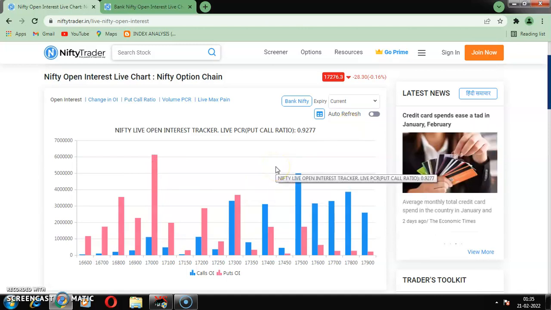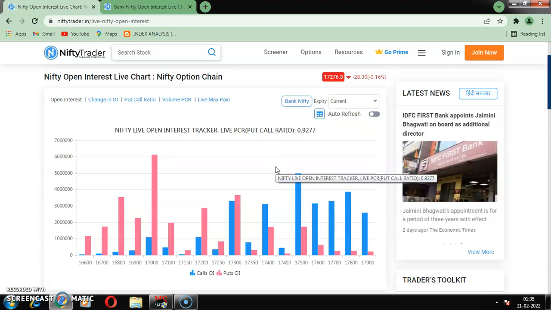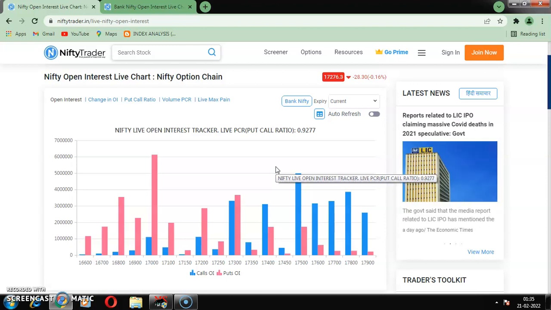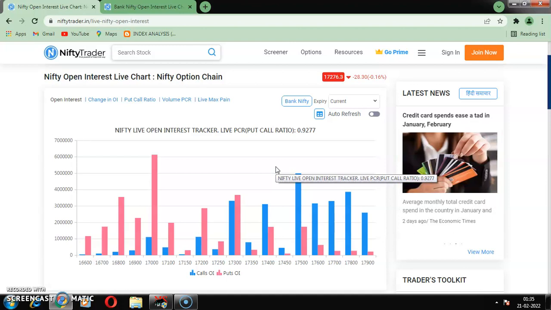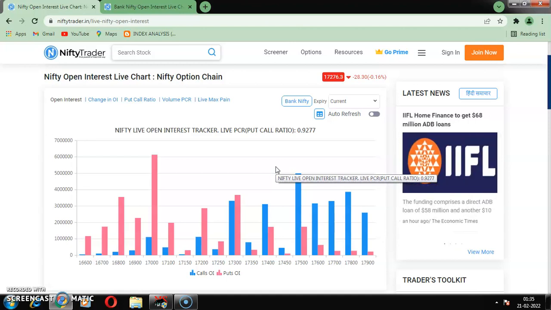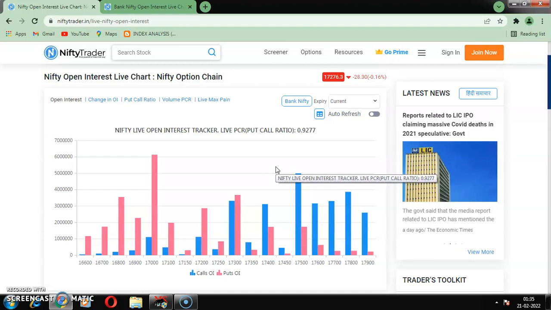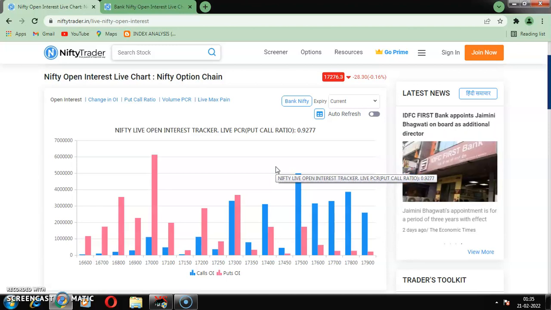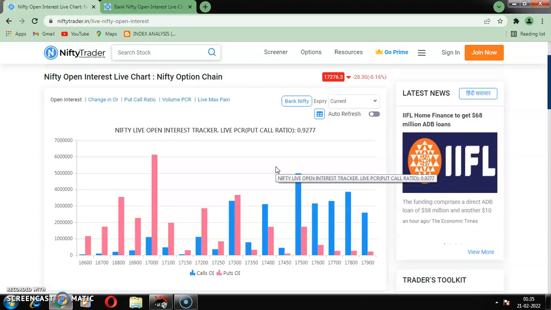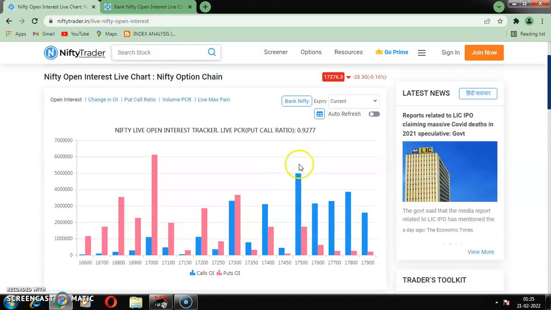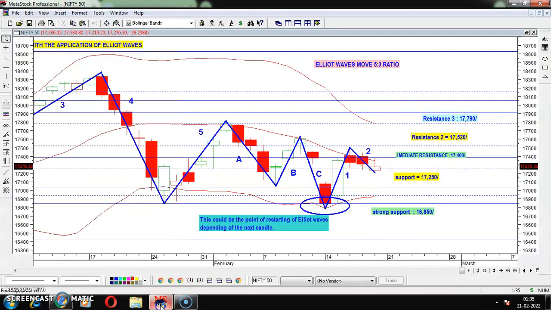But as far as PCR is concerned, the market indicates negative because it is below one. Once the PCR crosses above one, it means the PCR is going towards positive. Positive PCR means that more put writing will happen than call writing. It means that the market is supposed to rally towards the upside. This is as far as this technical parameter, the PCR, is concerned. Now once again, let me go to that chart. This is the daily candlestick chart of Nifty.